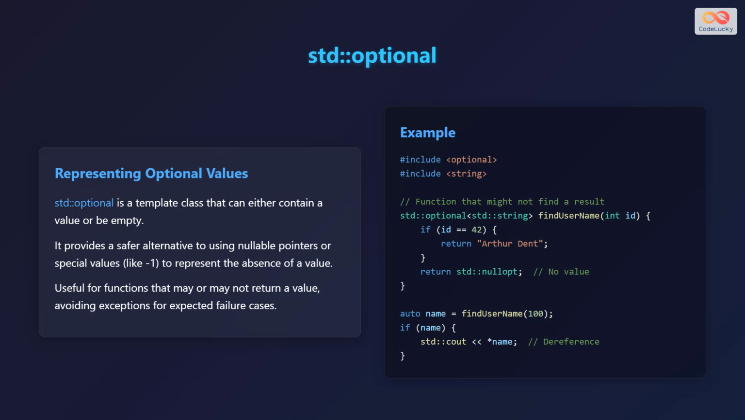Now let's talk about representing optional values. std::optional is a template class that can either contain a value or be empty. It provides a safer alternative to using nullable pointers or special values, like -1, to represent the absence of a value. It is useful for functions that may or may not return a value, avoiding exceptions for expected failure cases. The example demonstrates how to use std::optional to represent a function that might not find a username for a given ID.